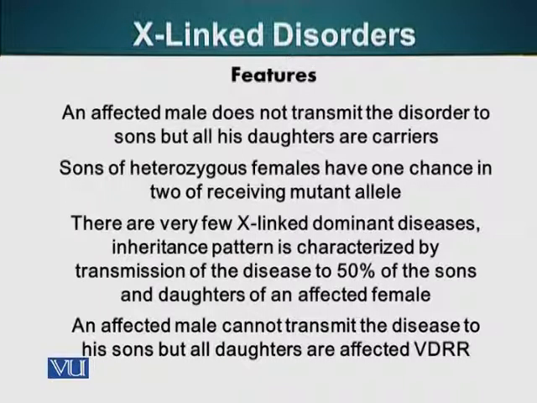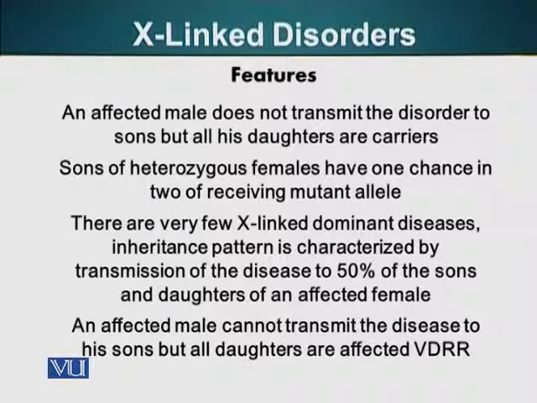Sons of heterozygous females have one chance in two of receiving the mutant allele. Of course, females have two X chromosomes. We have already seen in meiosis that chromosomes are divided at random when the gametes are forming. We have two X chromosomes. Half of the gametes will be normal, carrying the normal X. Half of the gametes will be carrying the abnormal or defective X chromosome.